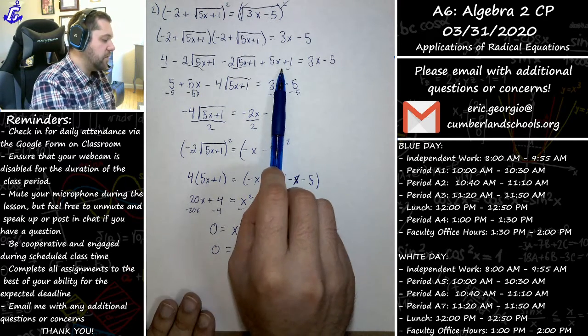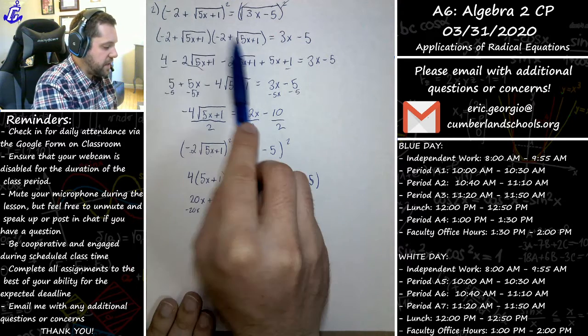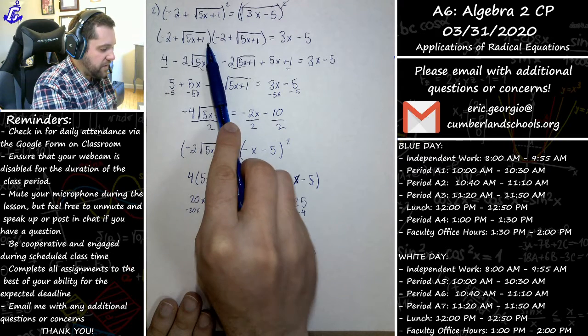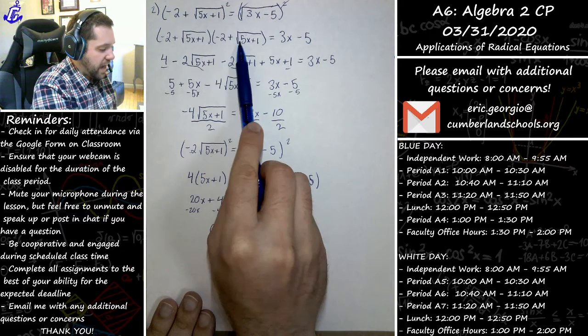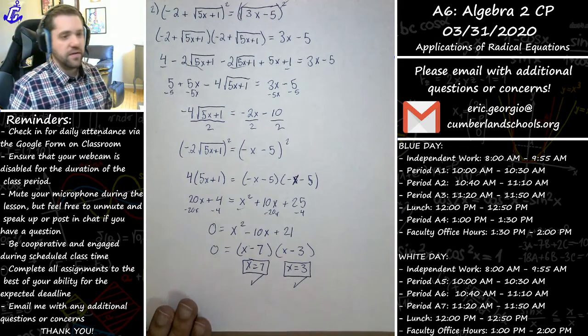Good question. So what I did here is I did negative 2 times negative 2 to get 4. Negative 2 times this square root gave me exactly that. Inner multiplication was the square root of 5x plus 1 times this. And then the square root of 5x plus 1 times the square root of 5x plus 1 is just 5x plus 1. Okay, that makes sense.